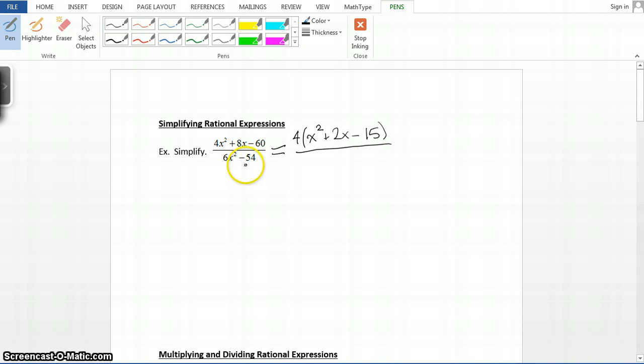But in the denominator, let's pull a 6 out of those two terms. So in parentheses I'll have x squared minus 9.